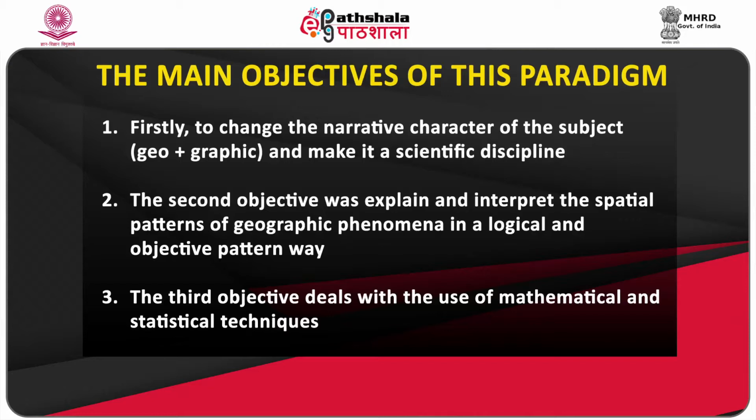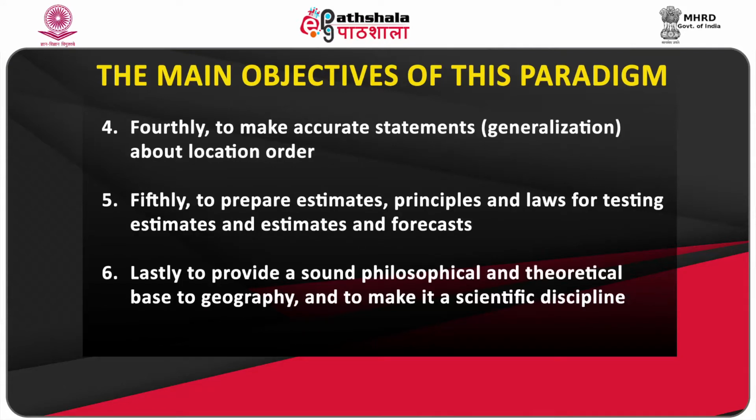The main objectives of this paradigm in geography were, firstly, to change the narrative character of the subject and make it a scientific discipline. The second objective was to explain and interpret the spatial patterns of geographical phenomena in a logical and objective way. The third objective deals with the use of mathematical and statistical techniques. Next, to make accurate statements and generalizations about location and order. Fifthly, to prepare estimates, principles and laws for testing estimates and forecasting, and lastly, to provide a sound philosophical and theoretical base to geography and to make it a scientific discipline.